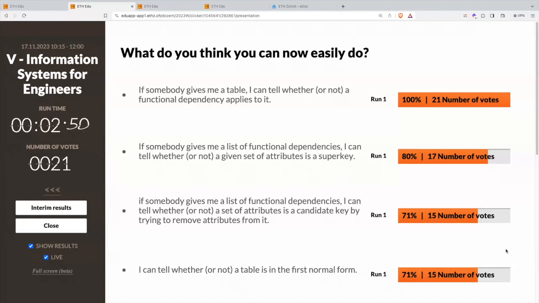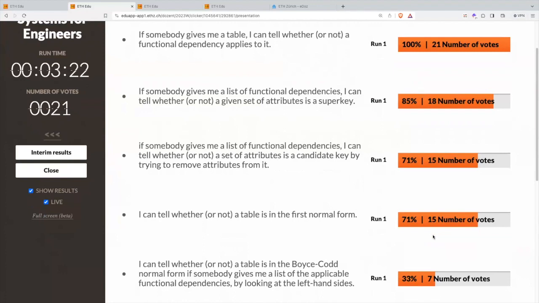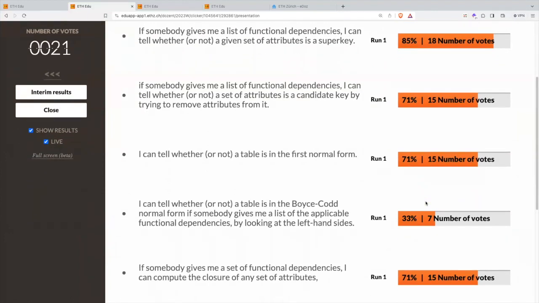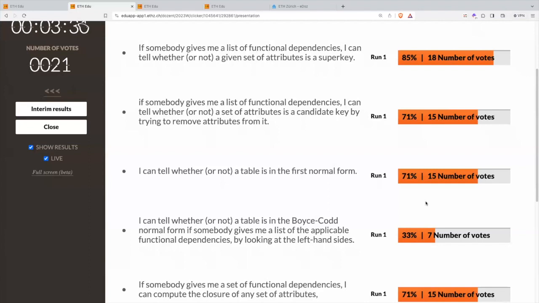It actually looks good. So you see, it's impressive all the things you can do. And again, there's plenty of exercises and past exams that make you practice this. So let me look. Functional dependencies seems like everybody. That's really, really good. Super keys, most of you can spot them, 85%. The candidate keys, slightly less, but 3/4 of you can spot the candidate keys, right?